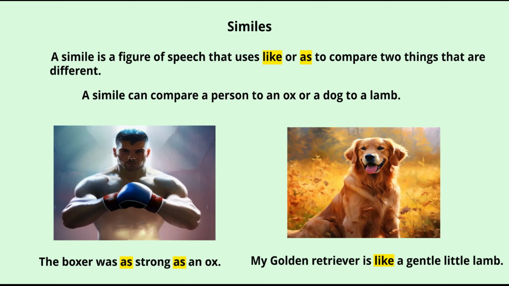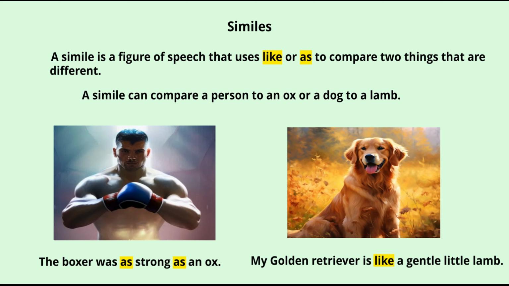A simile is a figure of speech that uses like or as to compare two things that are different. A simile can compare a person to an ox or a dog to a lamb. So how do we identify a simile? If the sentence has like or as, when there is comparison, that would be a simile.